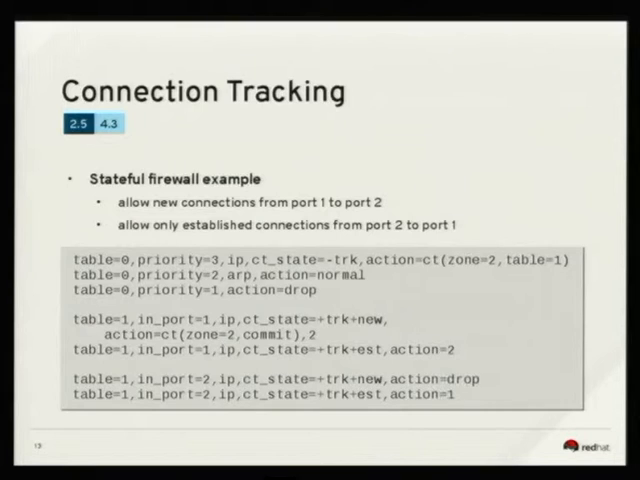Again, we have two rules. One matches on new packets, and one matches on packets that belong to an already established connection. So whenever it's new, we commit the packet and output it to port 2. And if it's established, we just send it out.